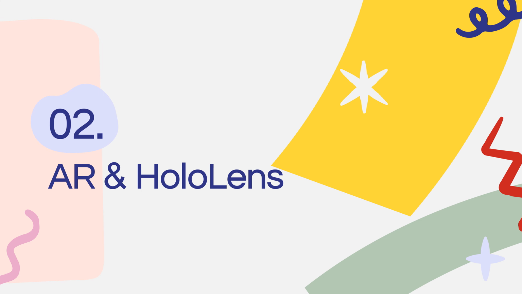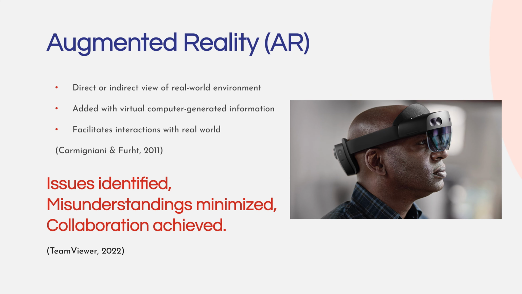Now let's discuss the AR and HoloLens. Augmented reality (AR) allows a direct or indirect view of real-world environments, adding virtual computer-generated information. The whole experience facilitates interactions with the real world. This technology identifies the issues, minimizes the misunderstandings, and achieves collaborative working environments for the users.